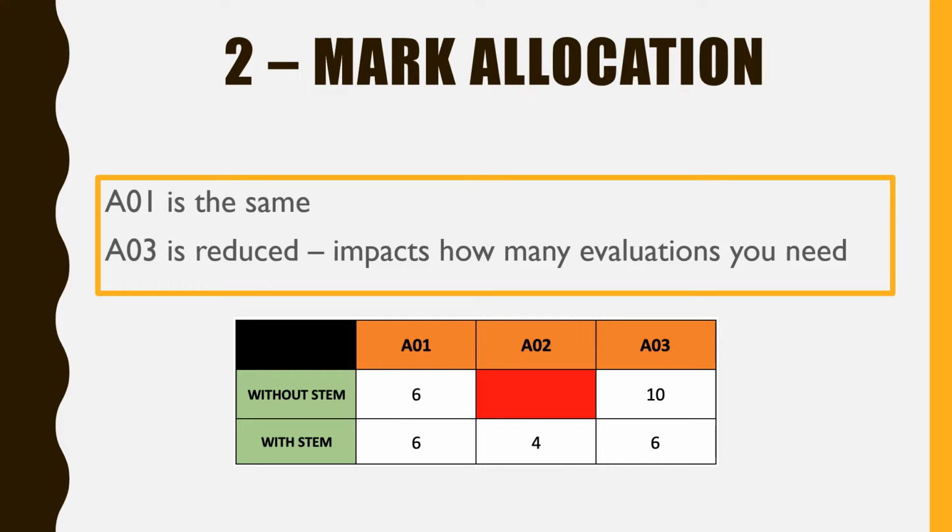When there's a STEM introduced into the question, your AO1 marks remain exactly the same. There's 4 marks for the application part, that's your engagement with the STEM, and then there's 6 marks for your evaluation. So the AO3 is reduced and the marks from the AO3 go into the AO2, and that's going to impact how many evaluations you're going to need if it's a STEM type question. I'll talk about how to structure STEM type questions at the end.